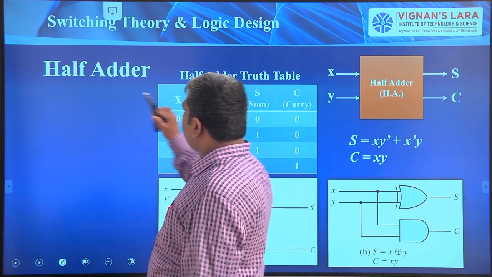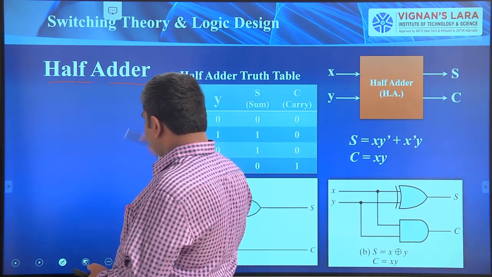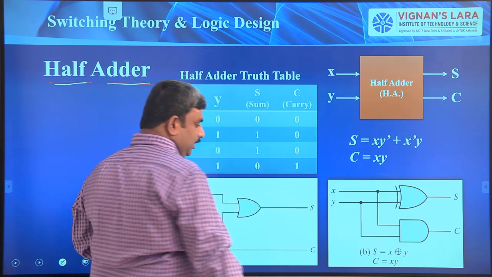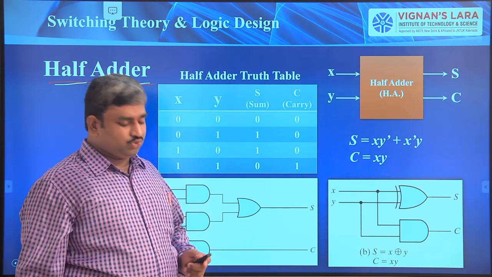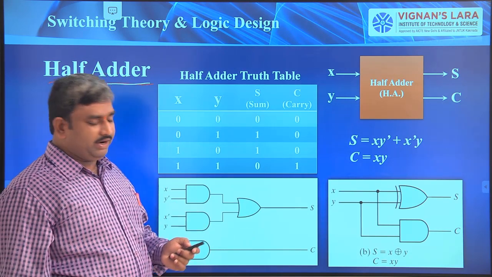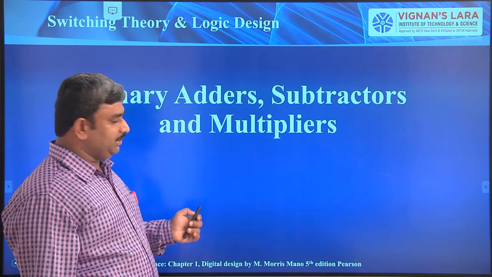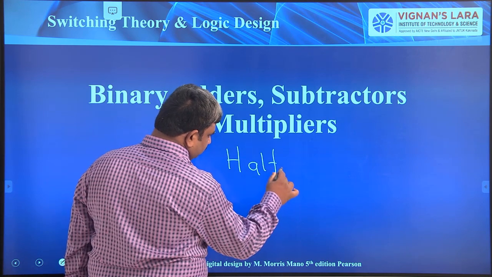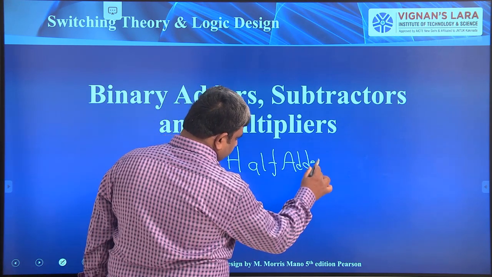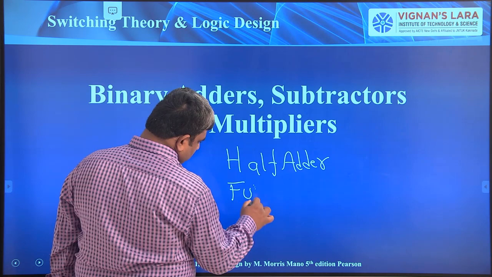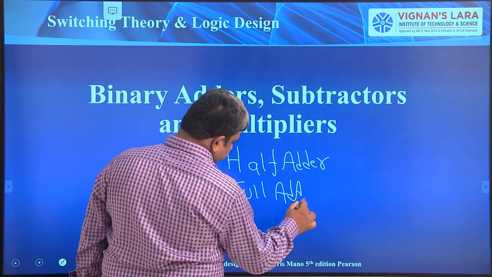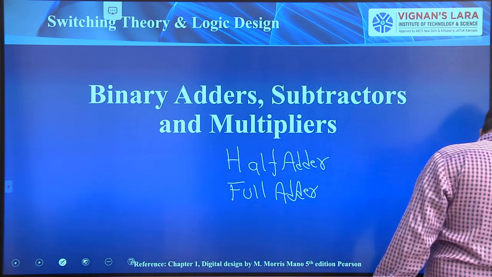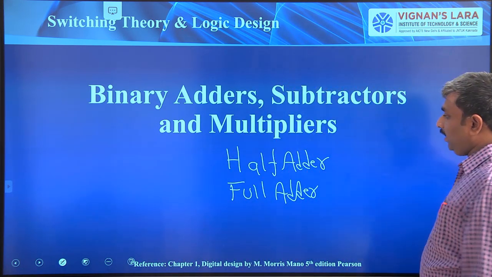Now, here the concept of this one is the half adder. Right. Here we have two types of adders. In these two types of adders, the first one is the half adder. So, right, we have half adder and full adder. Half adder, full adder.